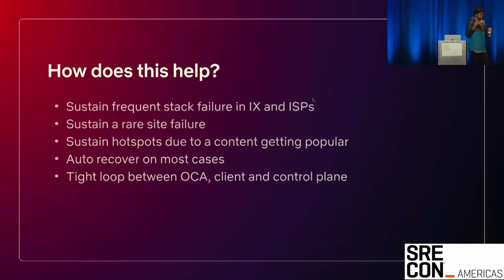The important thing is we have a very close loop between the OCA, the client, and the control plane. All three systems have to be in sync for these failures to be handled gracefully, and this needs to be tested again and again and again, to make sure that any new changes we bring in don't break this resiliency functionality. That's really top of mind for us.